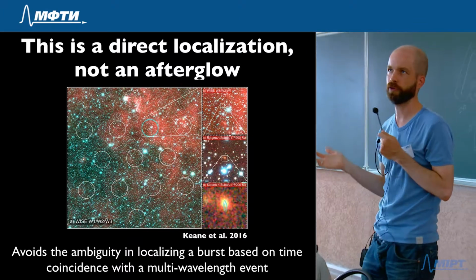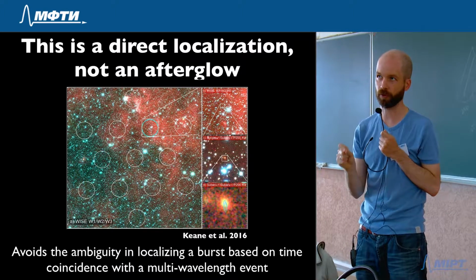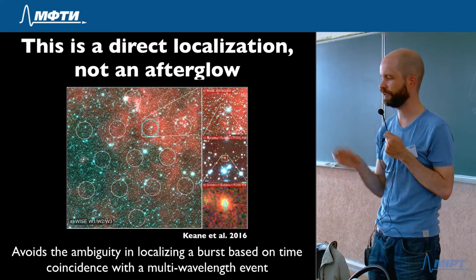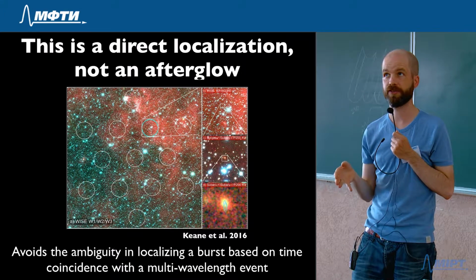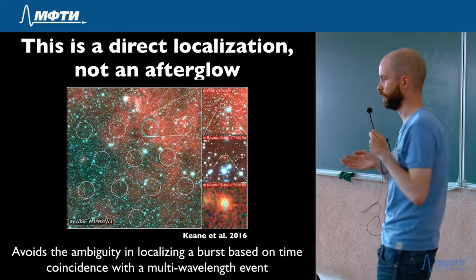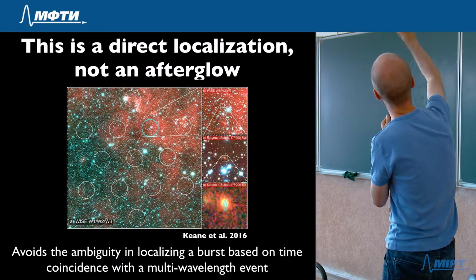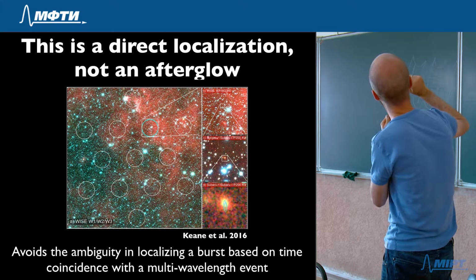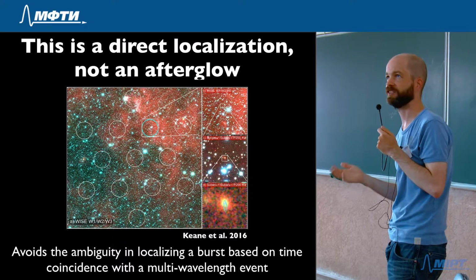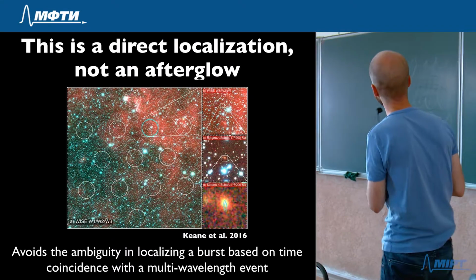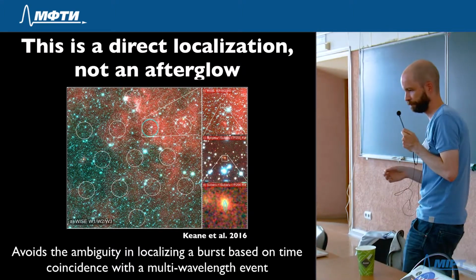This is not an afterglow that we're looking at. We're making a real-time detection of a burst from the source, and we're localizing it in real time. This is fundamentally different than other techniques that have been used to localize GRBs or other fast radio bursts, where, for instance, if you see a fast radio burst, then you start taking multi-wavelength data of that field and you look for a source that's fading, and then you say, well, it seems statistically like that fading source must be associated with the burst that we saw. That's not what we're doing here. We're doing a direct localization.